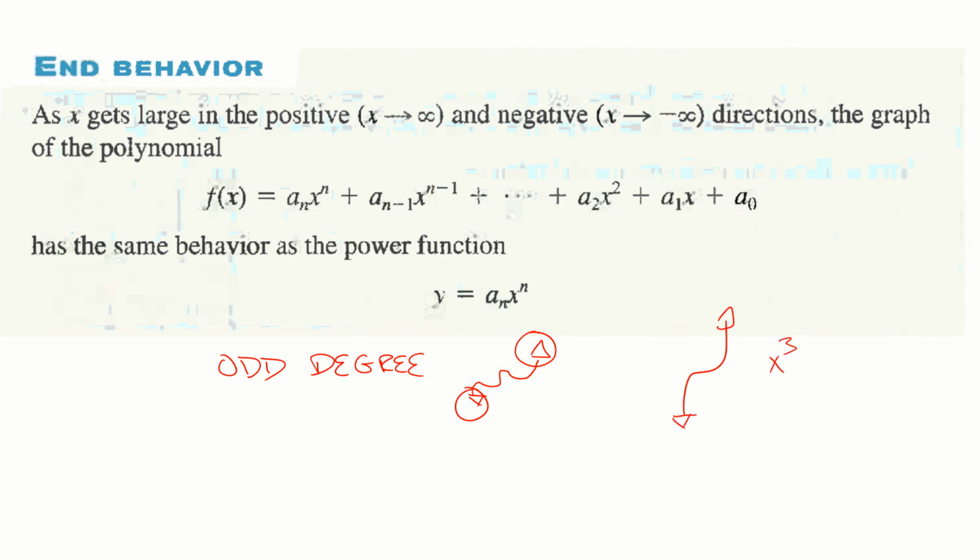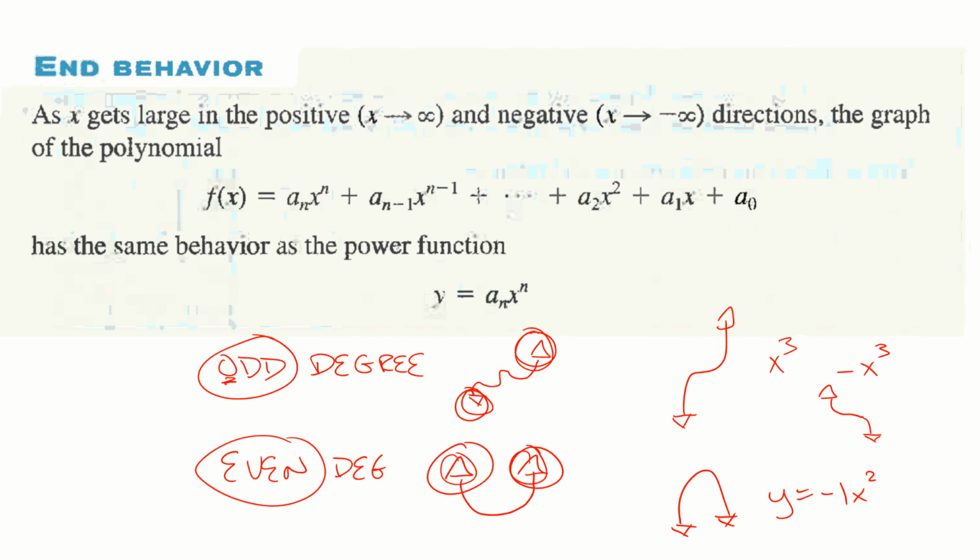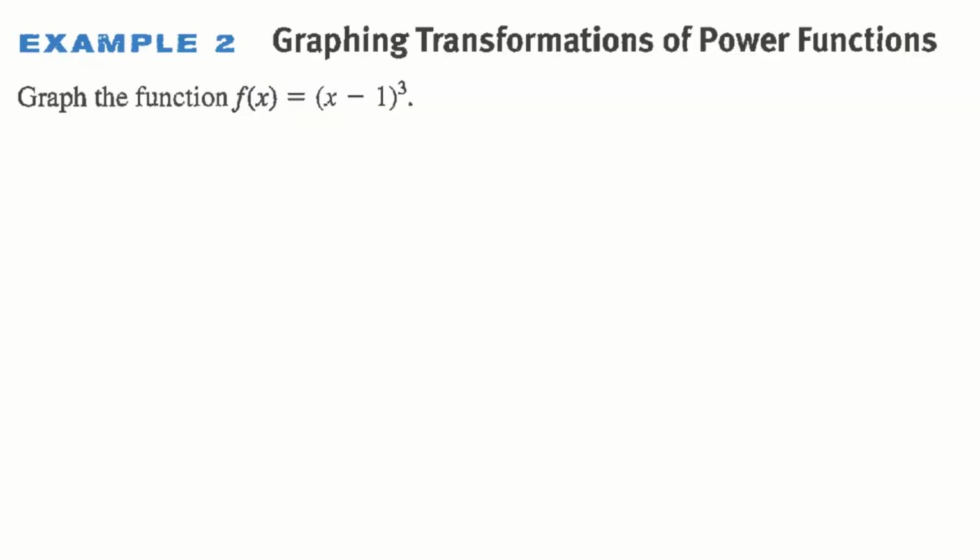So an even degree polynomial will look like this, with end behavior going up and up. Now, if it's a negative, it might look like that. So y equals negative x squared looks like that, negative 1 x squared. And negative x cubed would look like this. But the point is that for odd degrees, the ends are going to be going in opposite directions, and for even degrees, the ends are going to be going in the same direction. That's going to help us with our graphs shortly.